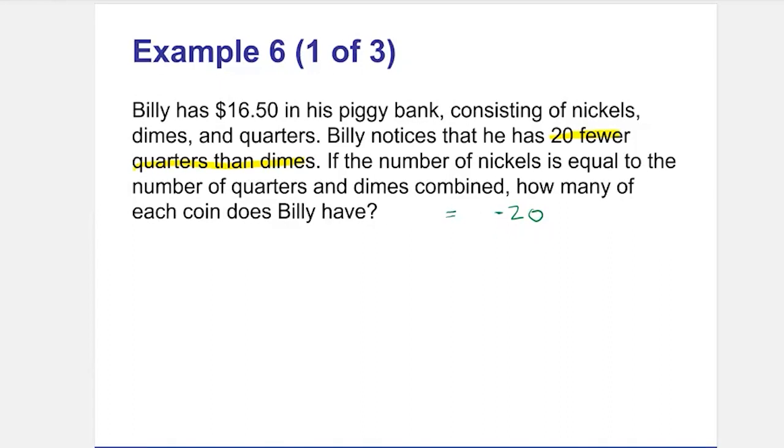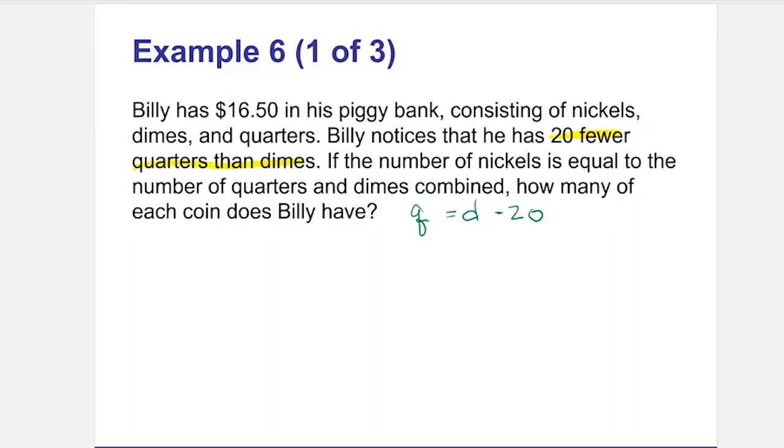So really what I have is that quarters equals dimes minus 20, right? So I have 20 fewer quarters than dimes. So let's see, if I have 22 dimes, I have 2 quarters. Now that makes sense because I have fewer quarters than dimes. First time I had them backwards. So you should always just plug in a number and make sure that it's right. Okay, so we got that one.